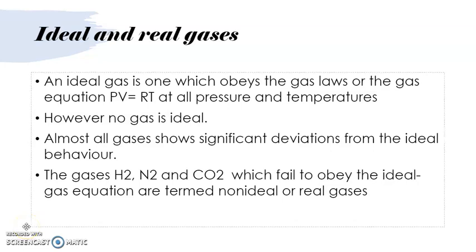So an ideal gas is one which obeys the gas laws or the gas equation PV is equal to nRT at all pressures and temperatures. This is very important: an ideal gas is the one which obeys the law at all values of pressures and temperatures, but no gas is ideal. Almost all gases show significant deviation from this ideal behavior. For example, gases like hydrogen, nitrogen and carbon dioxide fail to obey the ideal equation and are thus termed either non-ideal or real gases.